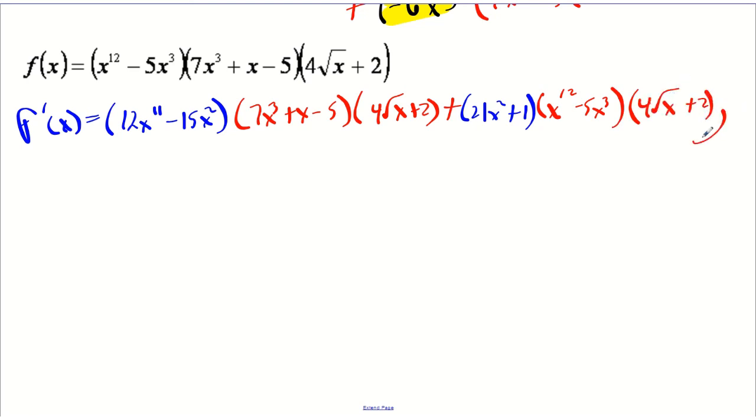Now when you get into these triple products, you often run out of room. Even on your notebook page, that may happen. Just put your little arrow. So now plus derivative of the third, which now 4 root x is 4x to the half. So 1 half times 4, 2. Subtract 1 from your exponent. The derivative of the constant is 0. There's the derivative of your third one. Multiply that by your first two.